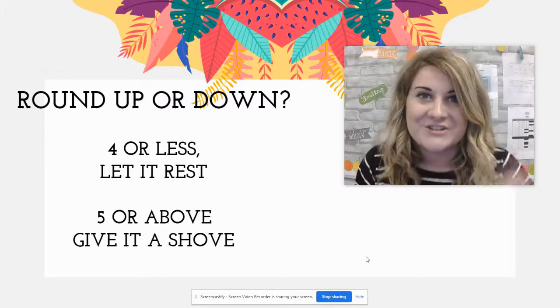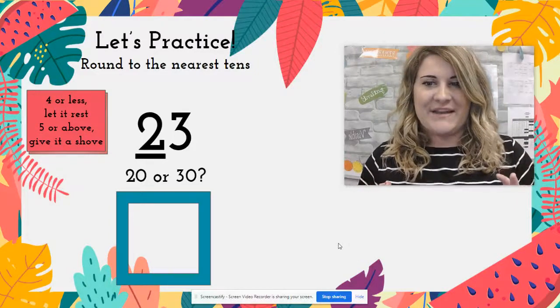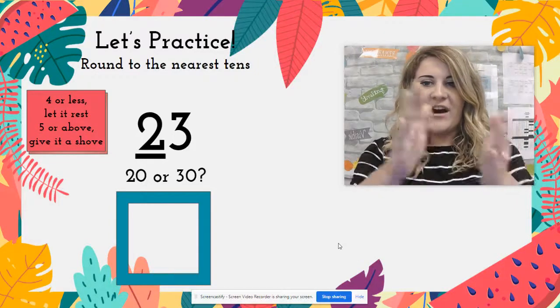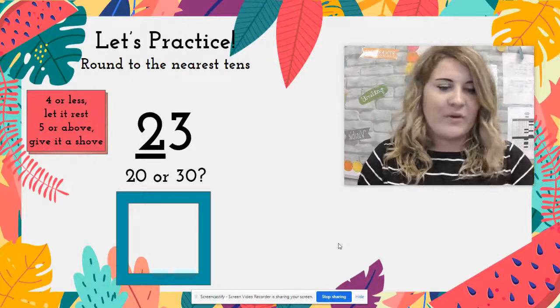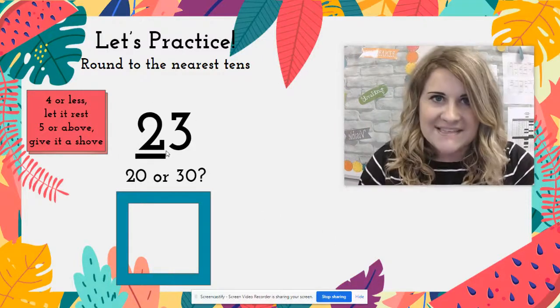You're going to use it in just a minute. Trust me. Okay. So this is where it's going to come into place. First of all, I have underlined the 2 in the number 23. We have this number right here, 23. I've underlined the 2 because it's in the tens place.